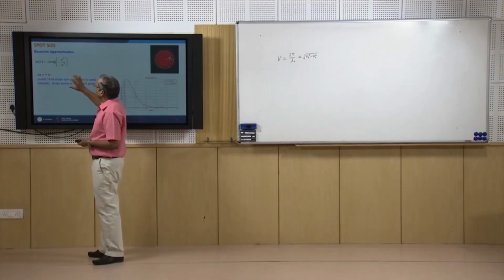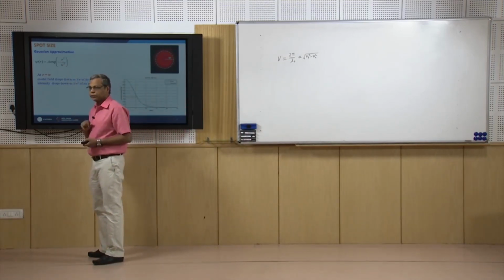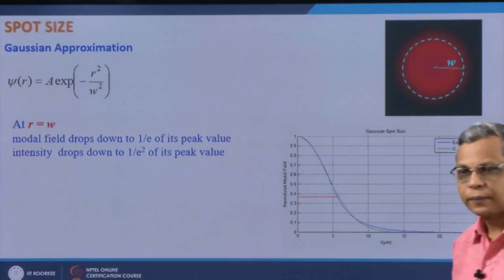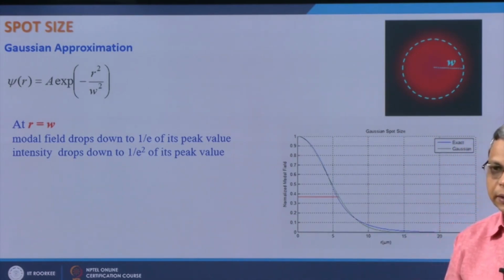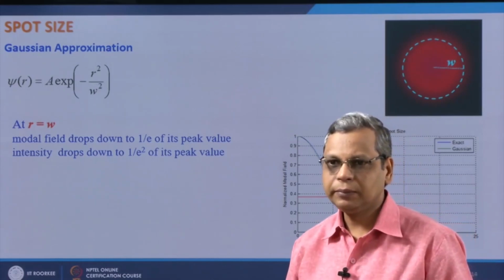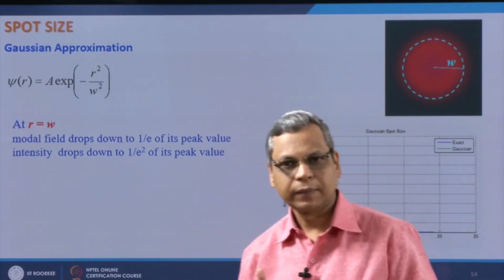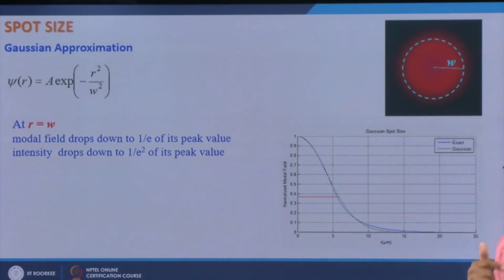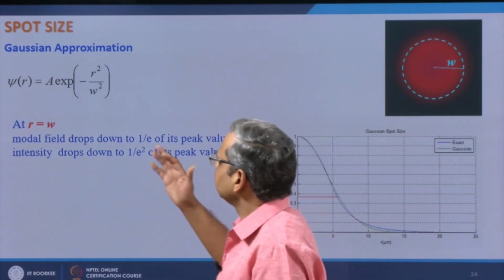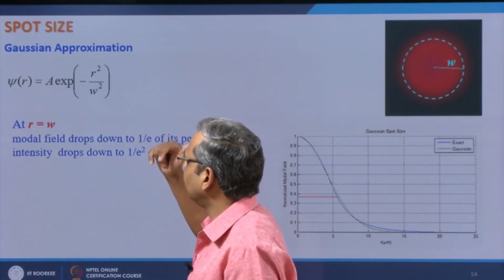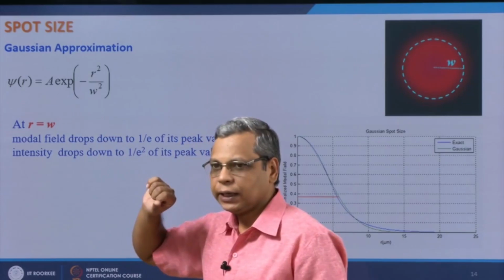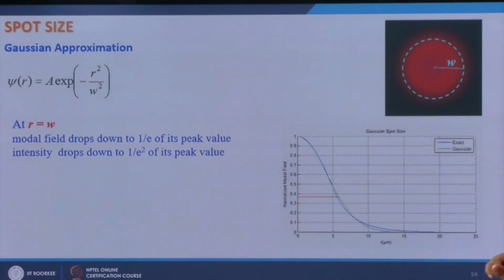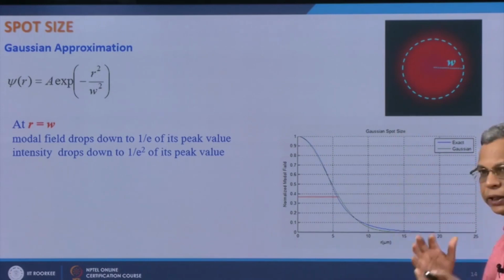So, I can very well use this Gaussian approximation to represent this field. And why do I want to do this? Because using Bessel functions all the time is not a convenient thing, and working with Gaussians is very easy. So, I express my modal field with a Gaussian, and then with the help of this I can estimate or define the spot size, the size of this spot.